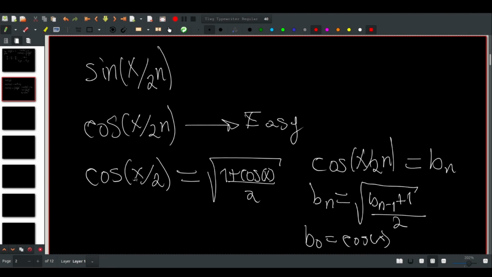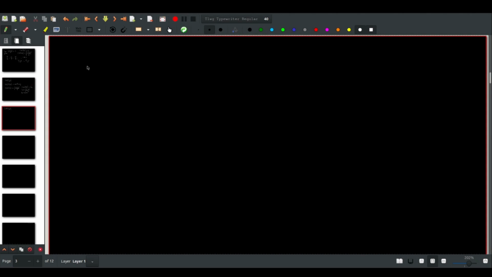If one wants to get x over 4, what we would have to do is take the result for x over 2, add 1 to it, divide by 2, and take the root. And this is what this sequence is there for, right? What this sequence is doing is, if you want to compute b2, you have to take b1, add 1 to it, divide by 2, and take the root. So this actually holds.